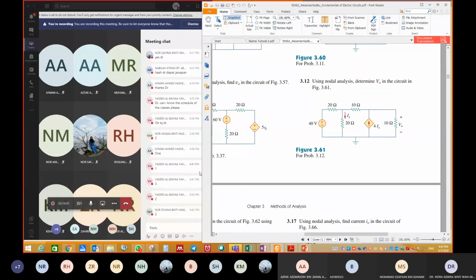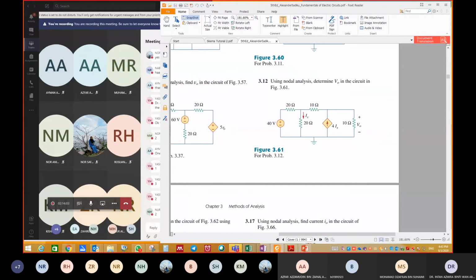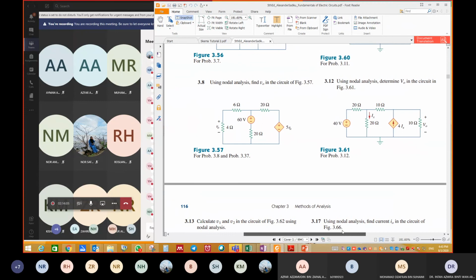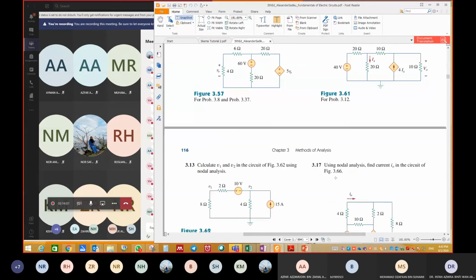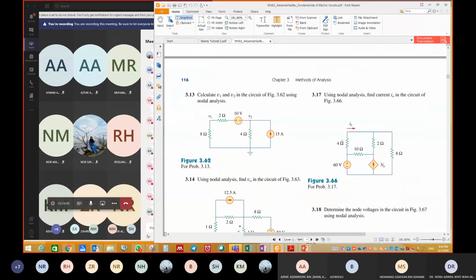Okay, so in this study book, there are many examples you can try, you can challenge yourself. So that if you think that nodal analysis is challenging and confusing, you can try a lot of examples and questions in this book.